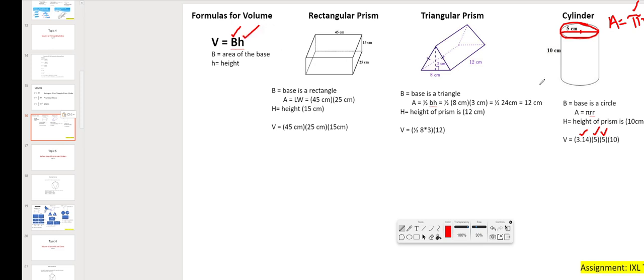We have h, which is the height. And the height of this cylinder is 10. And that's it. So you go ahead and do 3.14 times 5 times 5 times 10. And that's how you find the volume of the cylinder.